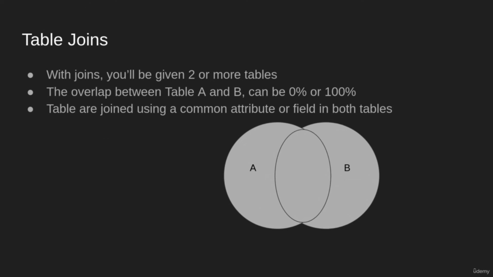And really, there can be anywhere from 0 to 100% overlap. So even if you join two tables, it could be that they don't have records in common, so you don't get any results back, depending on the type of join that you're issuing. So that's when I say you can have 0% overlap. That is exactly what it means. Or you can have 100% overlap, where both tables have 100% of the records in common.